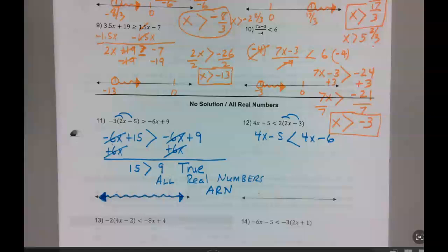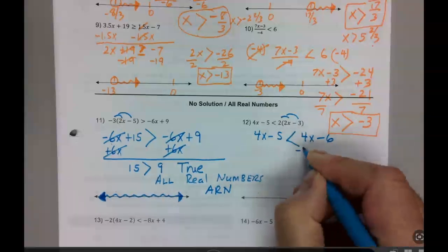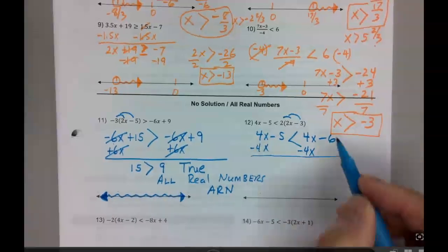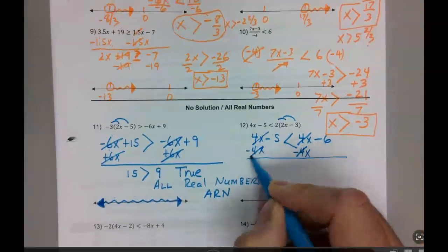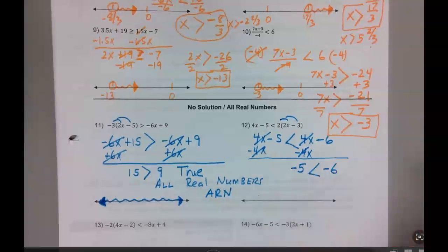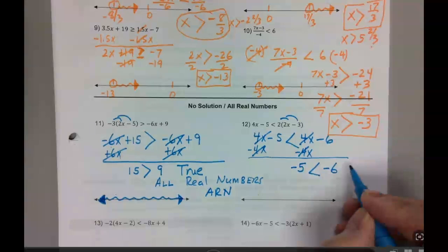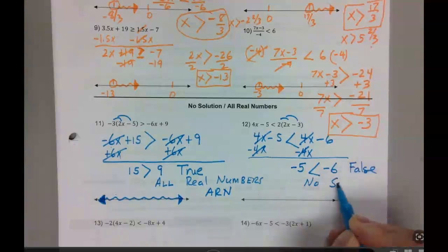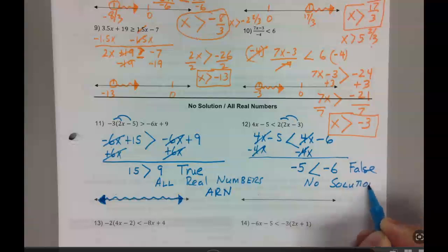So now we're ready to solve. So I like to get my x's over here. So I subtract 4x first. And what do you notice that happens? Cancel. Is negative 5 less than negative 6? No, because negative 5 is to the right of negative 6 on the number line, right? So it should be bigger, isn't it? Correct? So that's a false statement, isn't it? False. So this one here is no solution. Therefore, you don't even graph it.